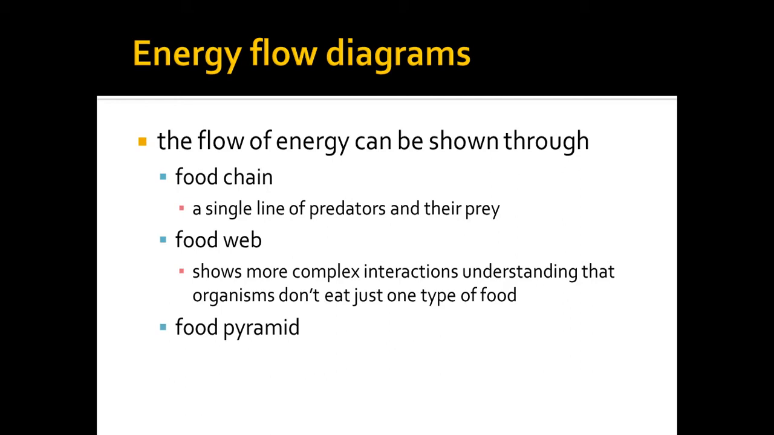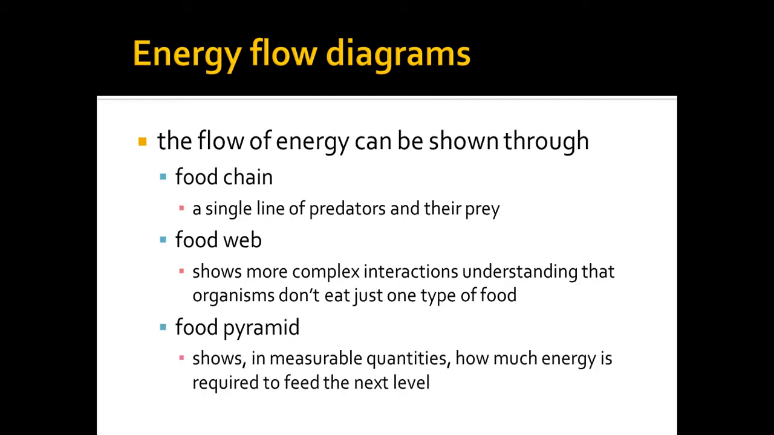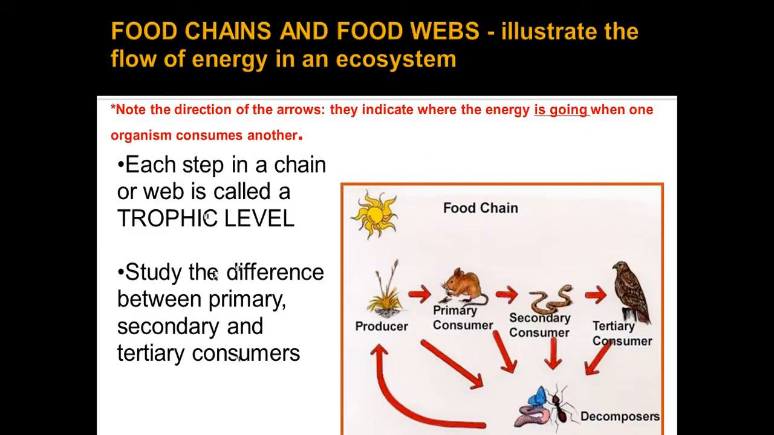And the last that we'll talk about is a food pyramid. This shows in measurable quantities how much energy is required to feed the next level in any given area. Food chains and food webs illustrate the flow of energy in an ecosystem. The direction of the arrows is important.